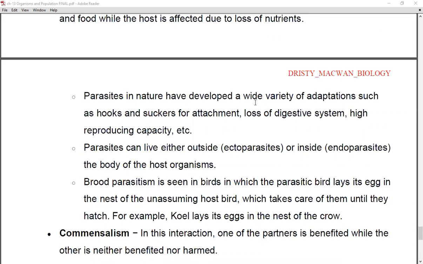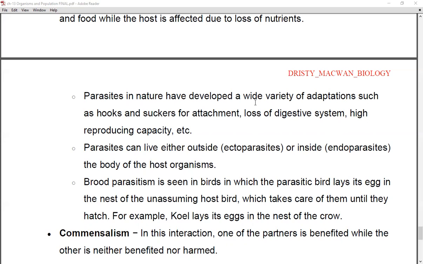Now, these parasites, right? They are of wide variety, and they have also adapted to several different types of environment, so that they can live in different types of environment in different forms, right? Such as hooks and suckers, right? For attachment of the parasite to the host body, there is presence of hooks as well as suckers.